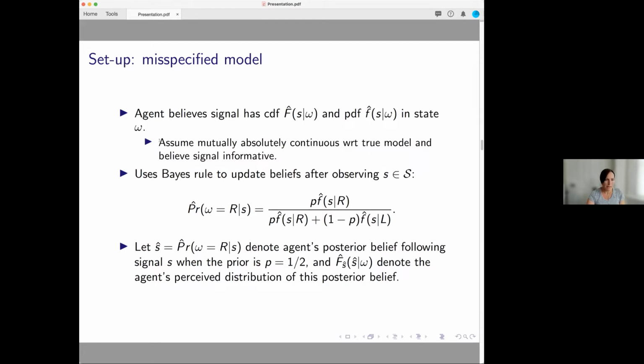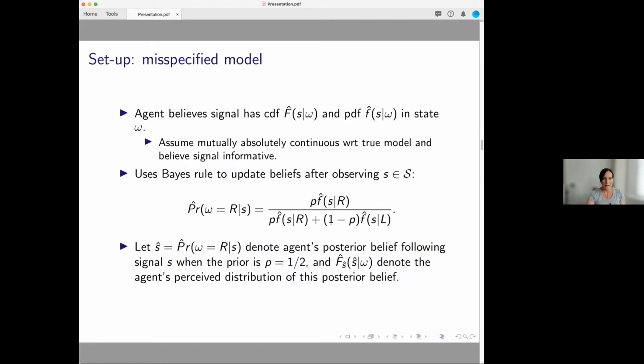We maintain one assumption, just a technical condition. We assume that the perceived distributions are mutually absolutely continuous with respect to the true model. So in other words, agents aren't seeing signals that they would expect with probability 0 in the true model. And also we assume that agents believe the signals are informative, otherwise they don't learn, and so it's not interesting. Now with this misspecified model, agents use Bayes' rule to update their belief after observing some signal S.